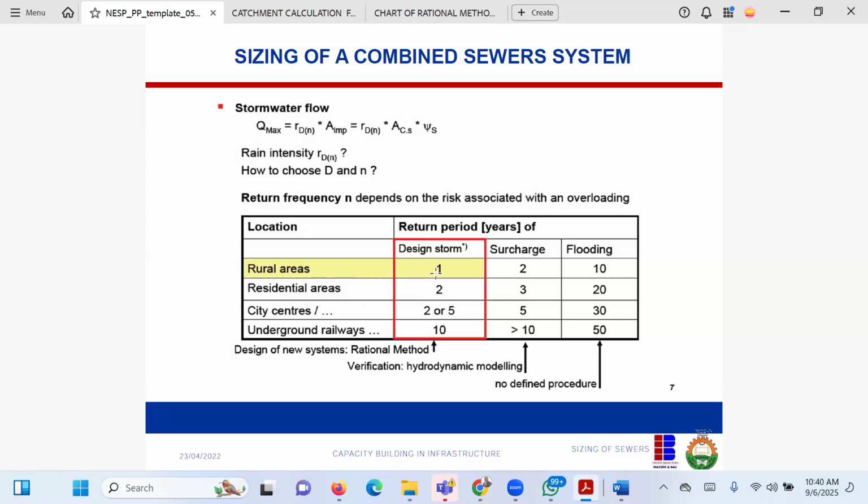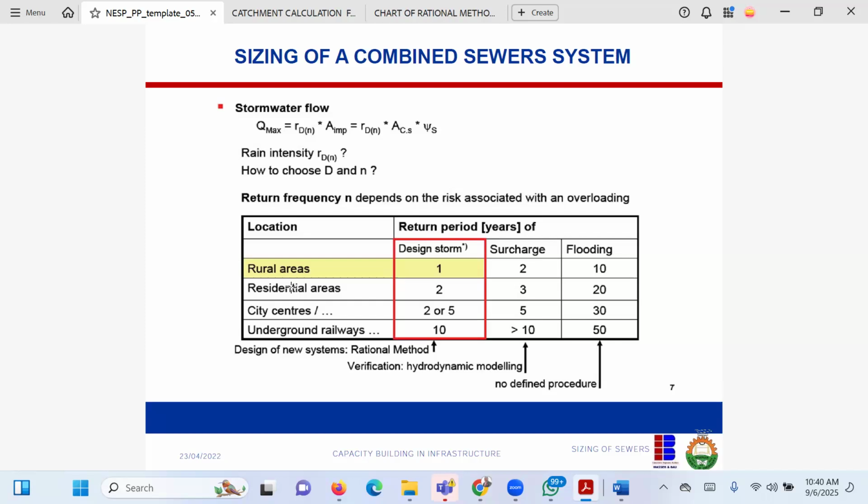It says if you are designing for storm and the place is a rural area, simply use a design storm of 1 year. If you are designing against surcharge, in other words, it can surcharge and it can go down, you use 2 years. Then if you are designing to resist flooding, you use 10 years.